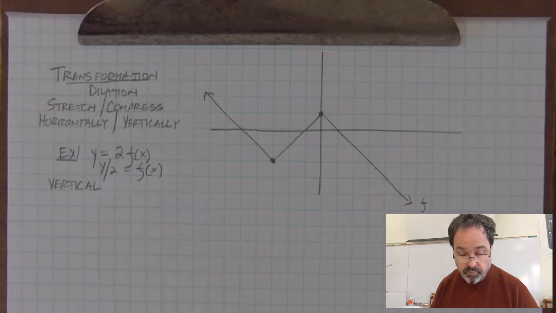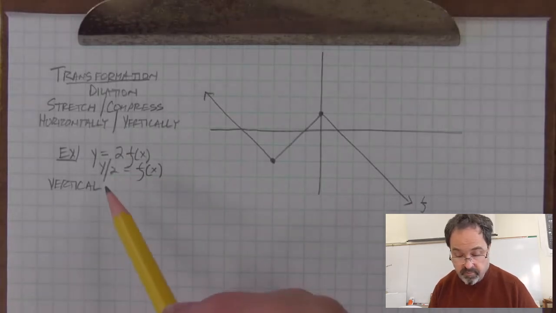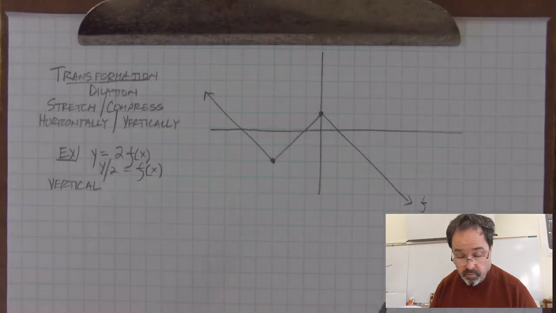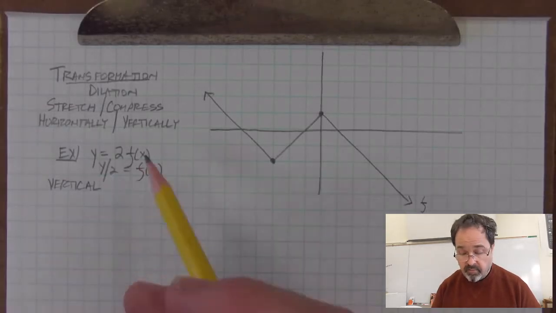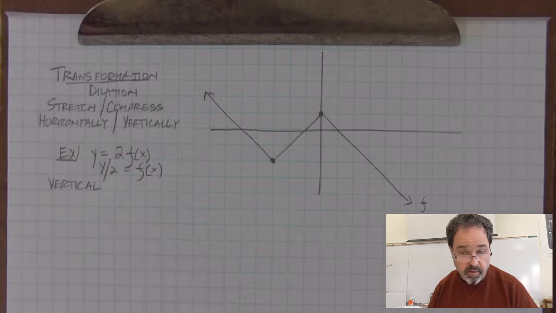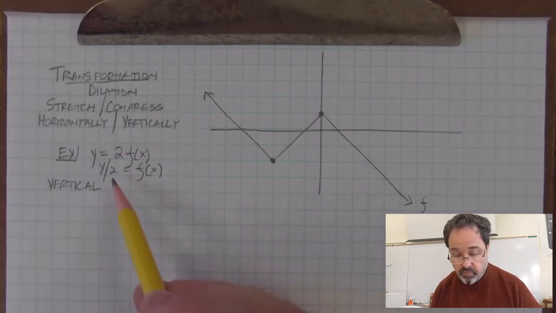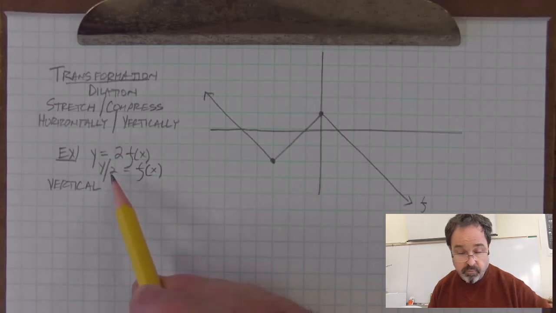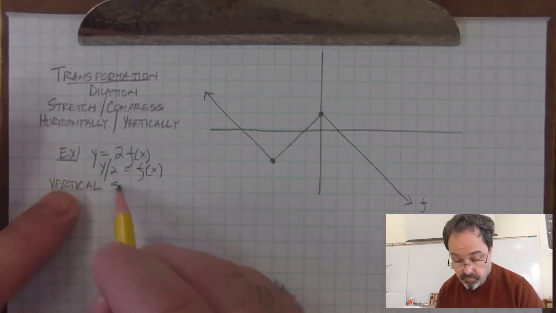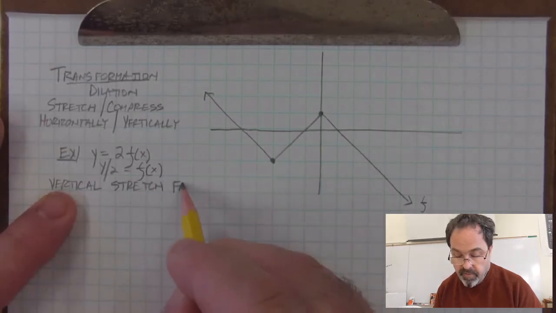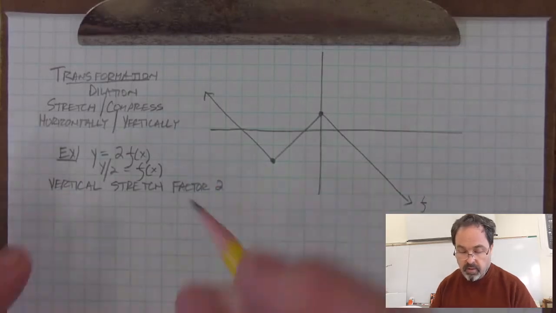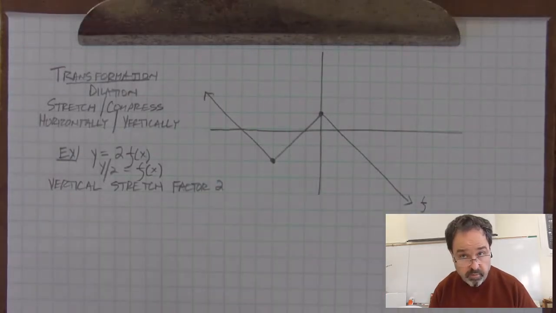Dilations can be stretches or compressions. Which is it in this case? There's a counterintuitive thought when you approach transformations this way. If we are dividing y by 2, we think that division diminishes or reduces. But counterintuitively, dividing by 2 actually causes the graph to stretch. So it's a vertical stretch, factor 2. Vertical distances are going to double.